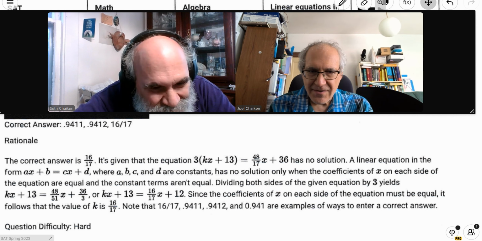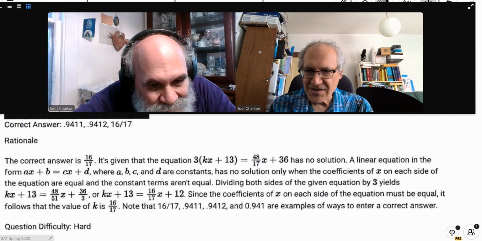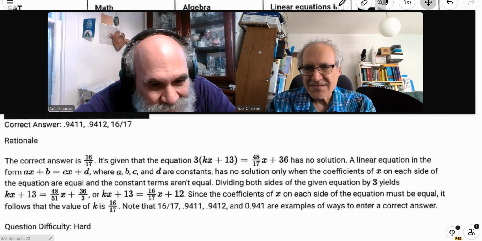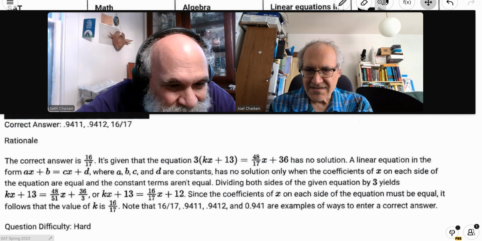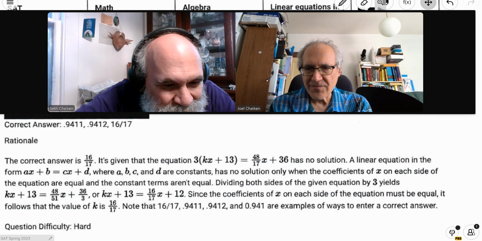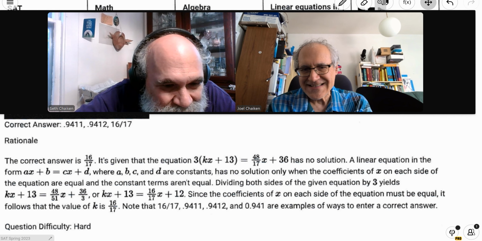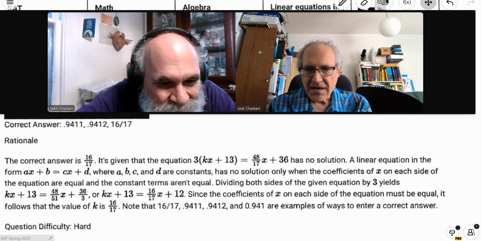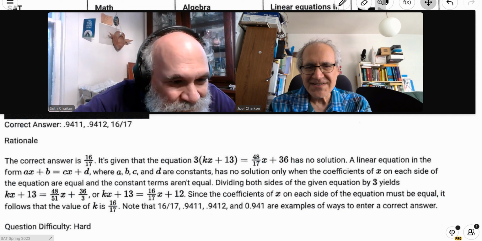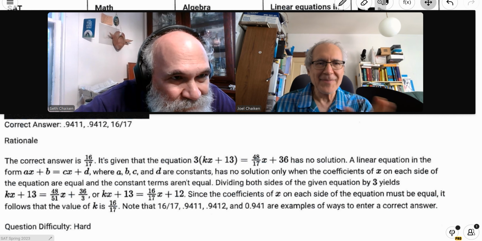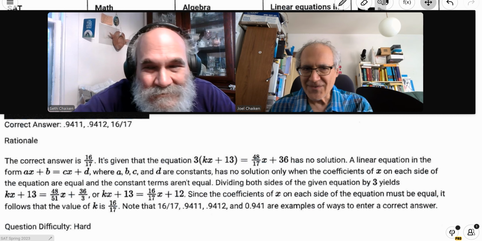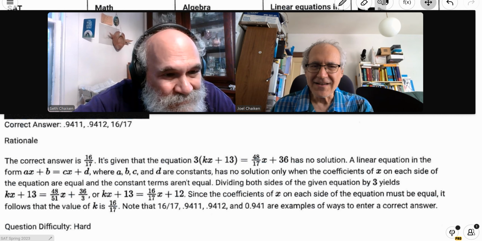Okay, anyway, so they go here: a linear equation, ax plus b equals cx plus d, has no solution with the coefficients on each side the same. So we did it exactly the way they did it, except whatever you do, stay away from decimals. Decimals are great when you're comparing fractional things, but in a problem like this, no.